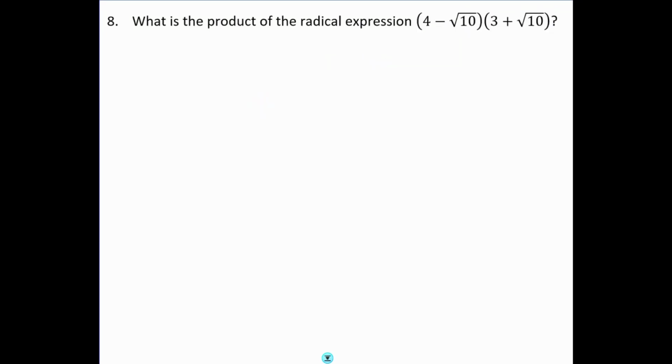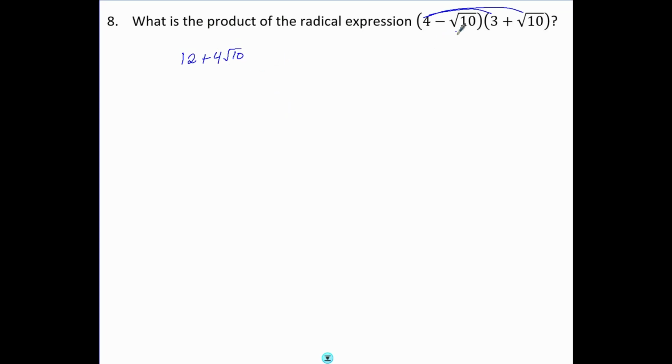Over here, number 8, we're going to want to find the product of those two radical expressions. And here you just want to FOIL it out. So first, 4 times 3, we're going to have 12. And then 4 times square root of 10, that's just going to be plus 4 square root of 10. You don't multiply that inside because the 4 is not under a radical.